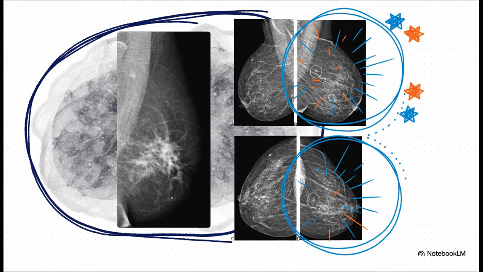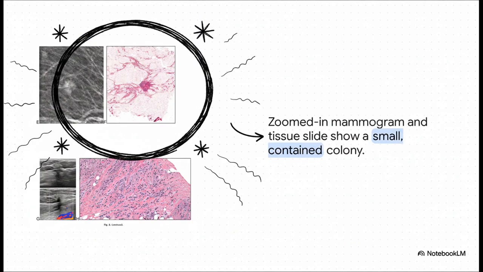They literally have the same diagnosis, but they look nothing alike. So let's zoom in on this contained colony. On the left, you've got a magnified mammogram showing that little star-like mass. And on the right, you see the actual tissue slide that corresponds to it. It's a distinct, localized little spot. It's not spreading everywhere. It's just what it sounds like, a small, contained colony of cancer cells.